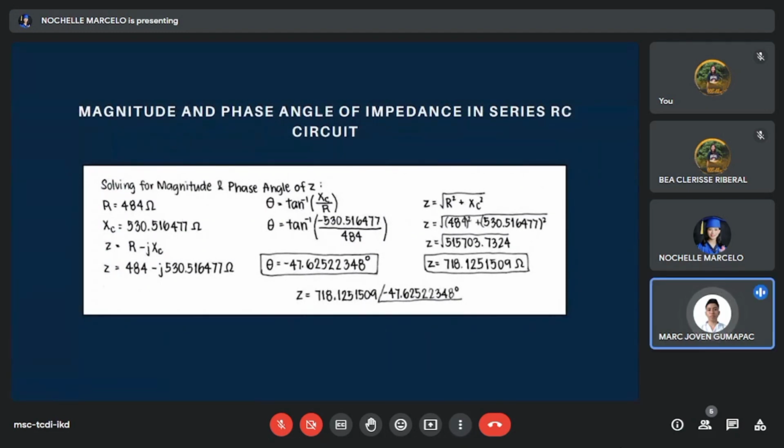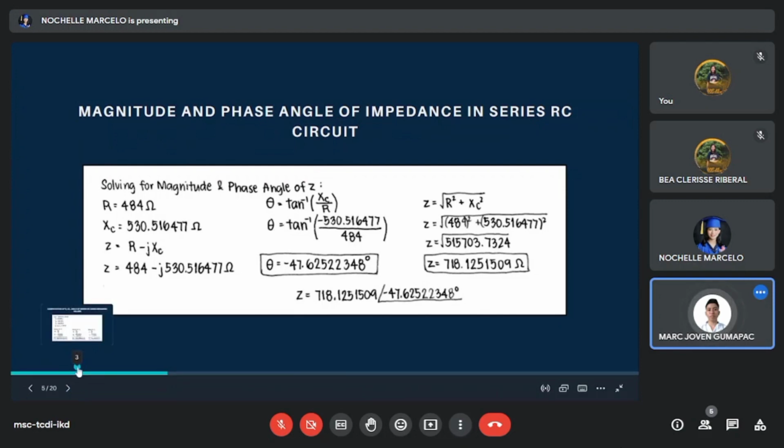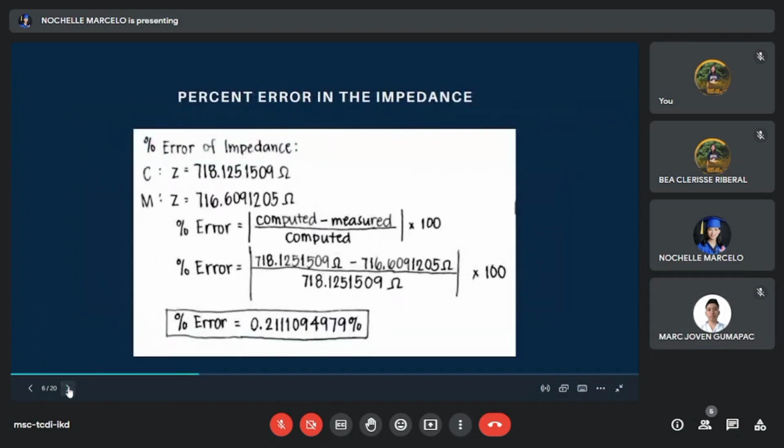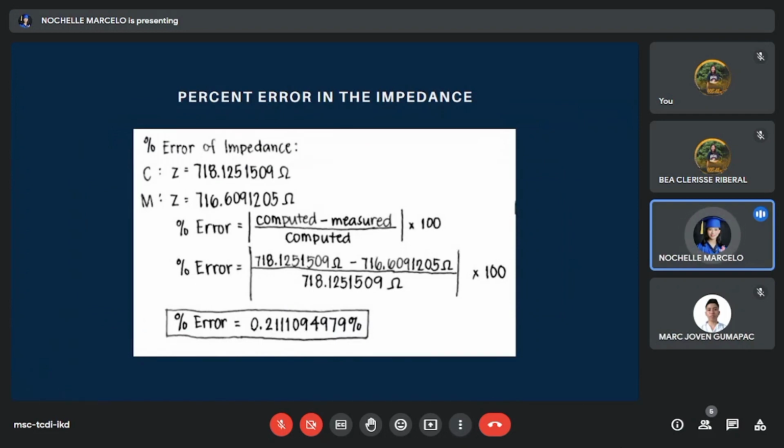Compute the magnitude and phase angle of the impedance using the equation impedance Z_C is equal to resistance R minus j times the capacitive reactance XC, where XC is equal to 1 over 2 pi times frequency times the capacitance. Compute the percent difference between the measured and the computed value of the impedance.